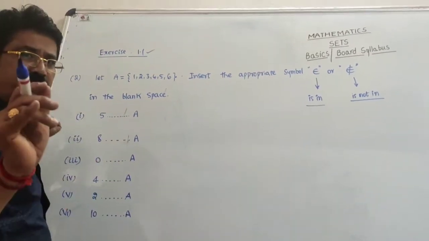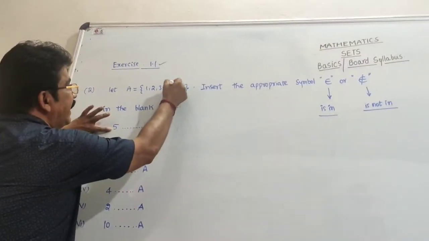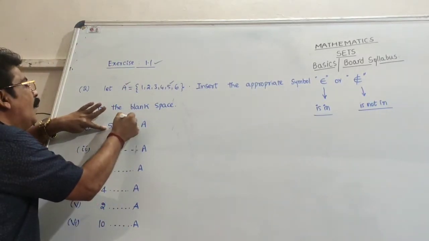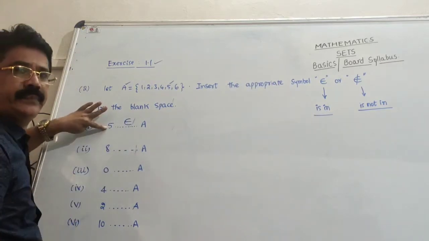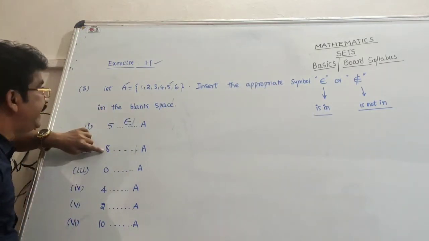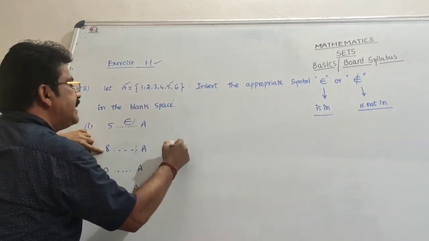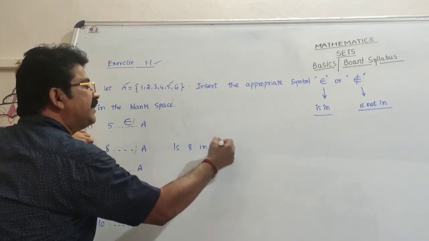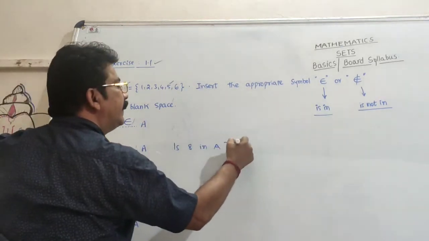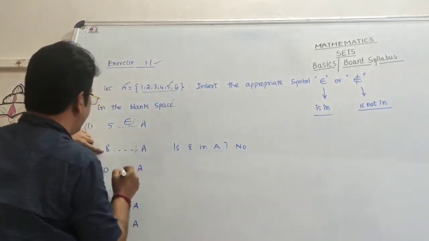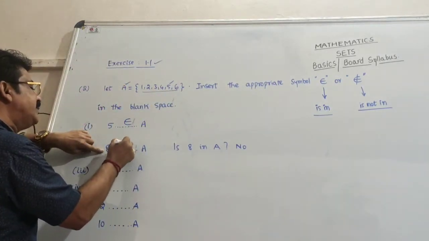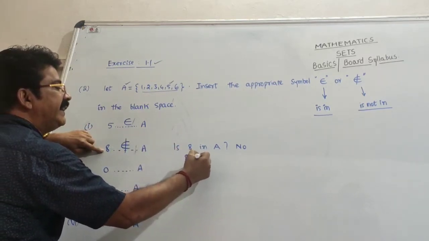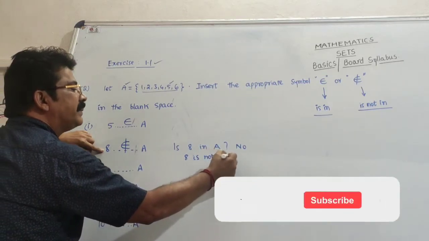So I am asking one simple question. 5. Is 5 in capital A? Yes. So write belongs to like that. Next, second element, 8. Is 8 in capital A? This is our question. Answer, no. 8 is not there. Therefore, no means not belongs to. Our answer is 8 is not in capital A.